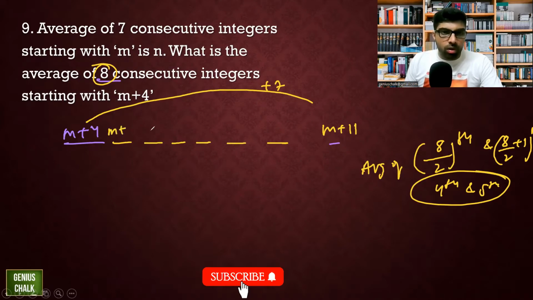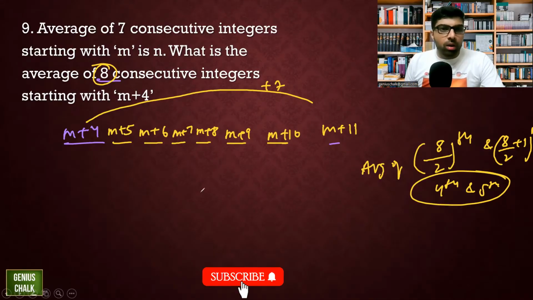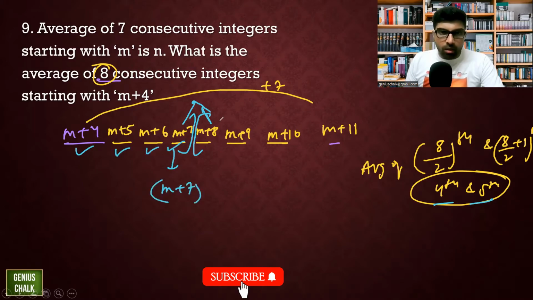So M plus 4, M plus 5, M plus 6, M plus 7, M plus 8, M plus 9, M plus 10 and M plus 11. You can write like this. Okay. Now the average of 8 will lie in the middle of these numbers. So the average will be the average of the 4th and 5th observation. So what is the 4th observation? 1, 2, 3, 4th. So this must be M plus 7. Then the 5th is M plus 8. So what is the average of these two? M plus 7 plus M plus 8 by 2.